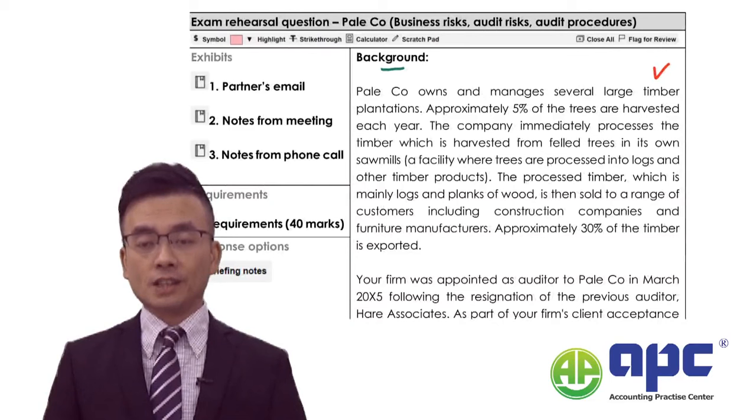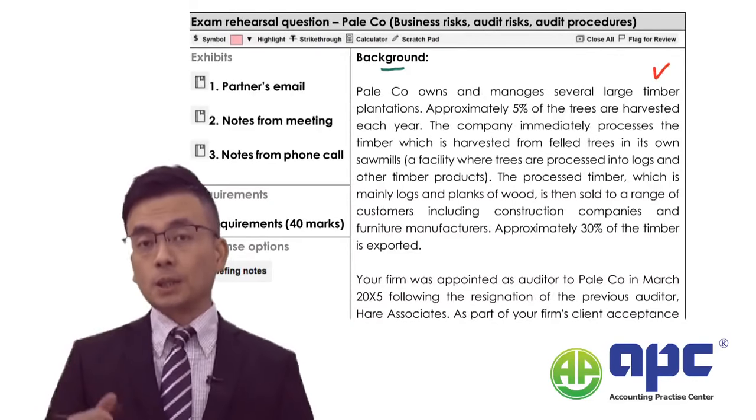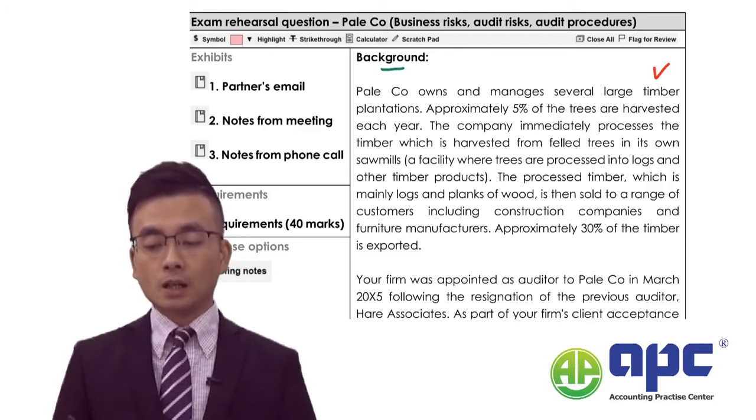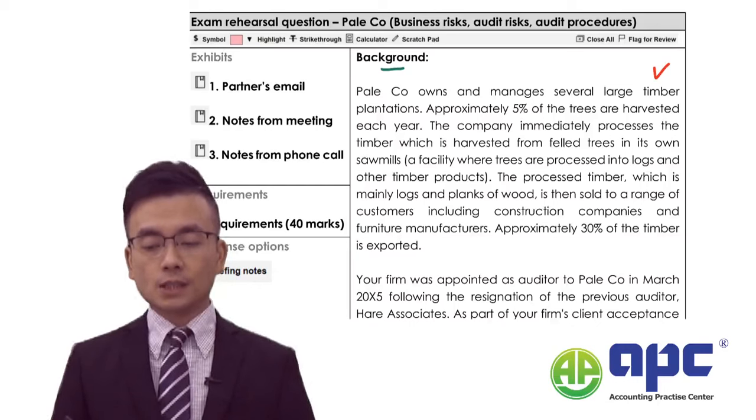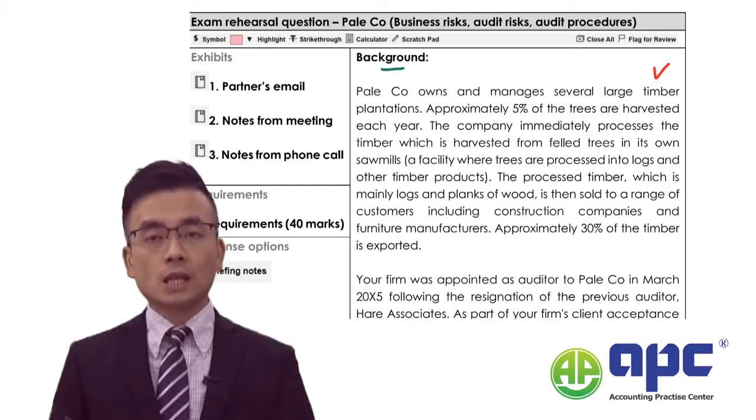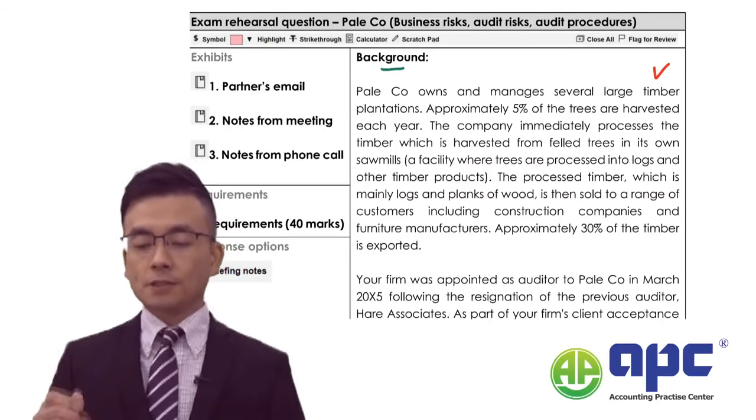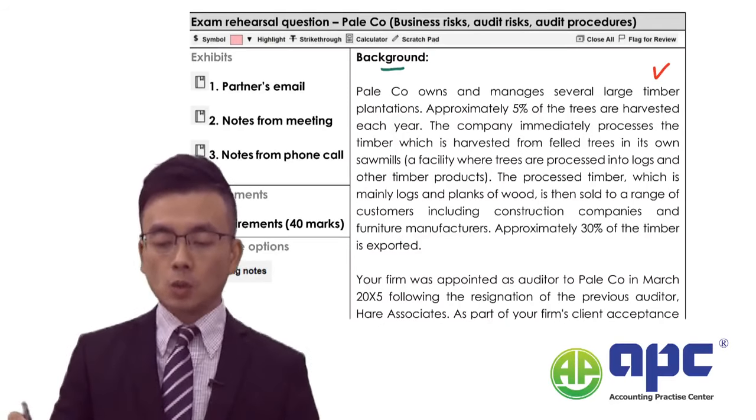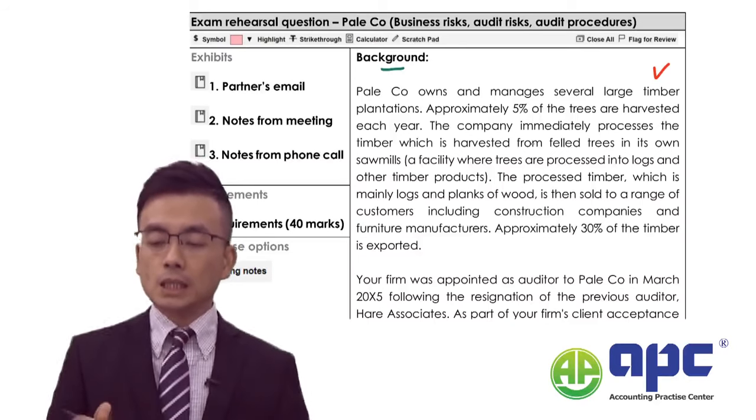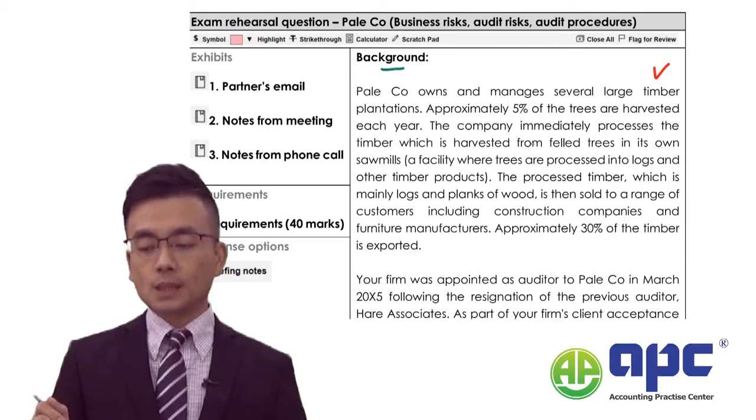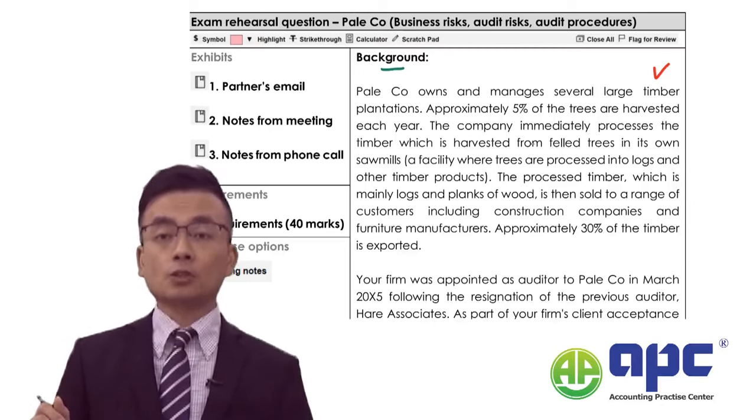5% of the trees are harvested, so it seems that it's applying IAS number 41, agricultural accounting. The company immediately processes the timber harvested from the felled trees in its own sawmills. It's just a factory where we're going to cut trees, in other words. A facility where trees are processed into logs and other timber products. The processed timber, which is mainly logs and planks of wood, is then sold to a range of customers, including construction companies and furniture manufacturers.